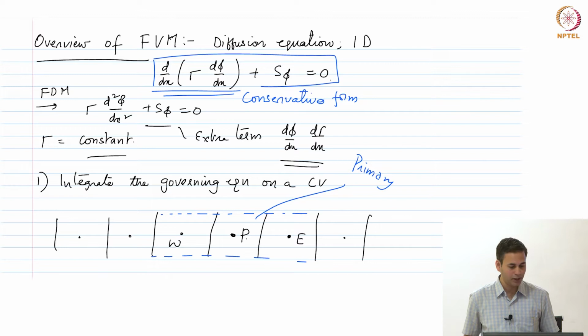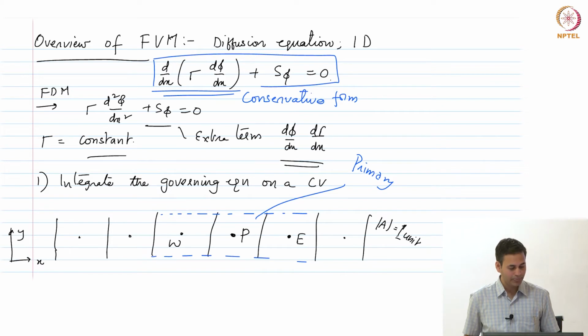We also assume that if this is the x axis and this is the y axis, the magnitude of these area vectors is 1 unit. That is what we assume because this is 1D. It need not be; it could be some area A as well.